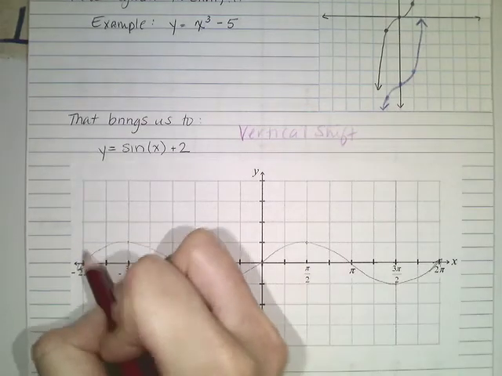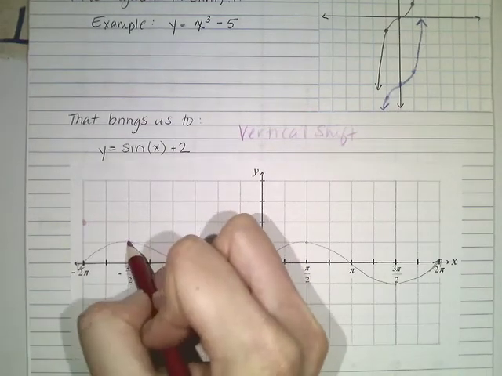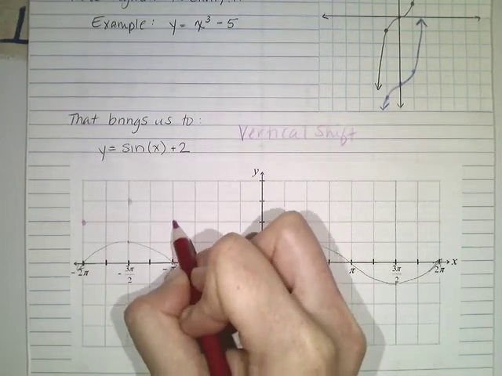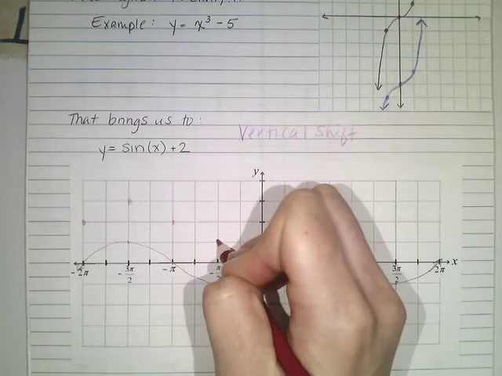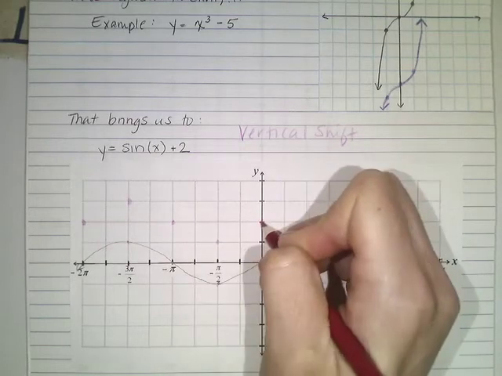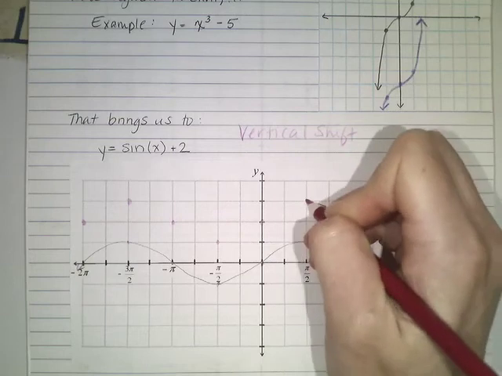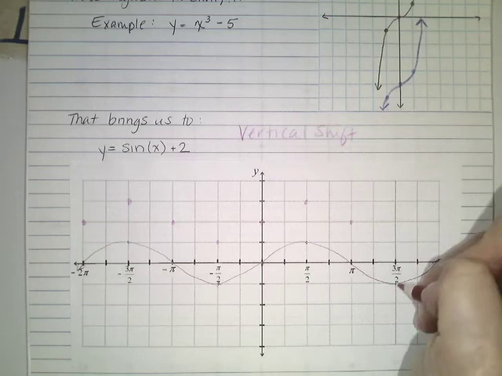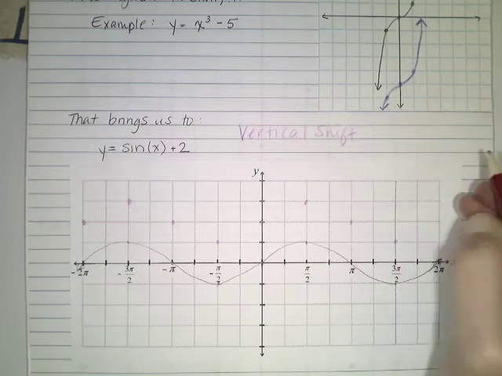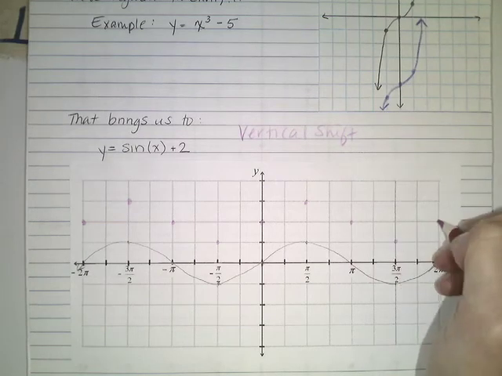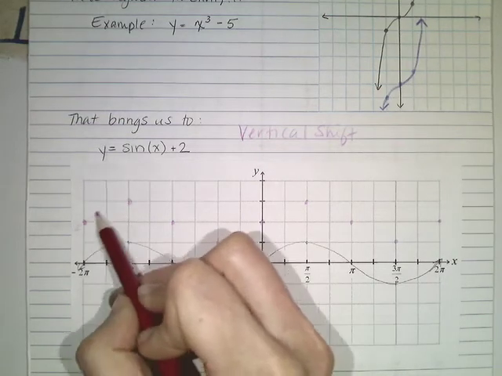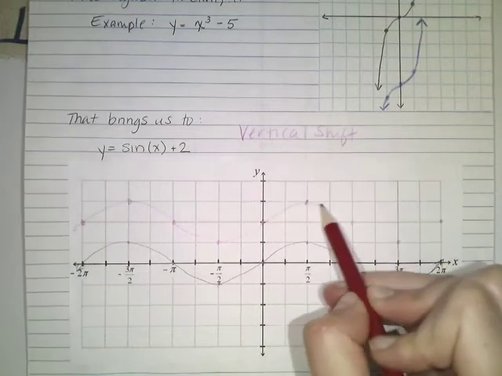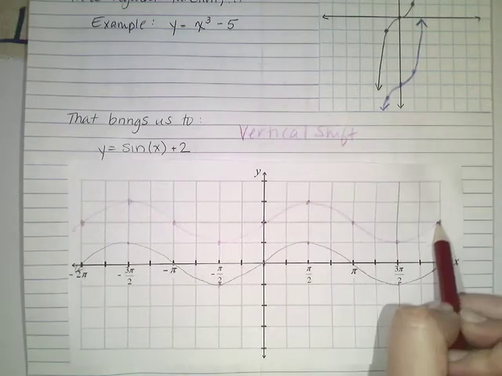So 0, up 2. 1, up 2. 0, up 2. -1, up 2. And continuing the pattern, 0, up 2, 1, up 2, 0, up 2, -1, up 2, 0, up 2. Okay? And when I graph this too, this is one way to think about it, right? You're physically shifting everything up by 2.